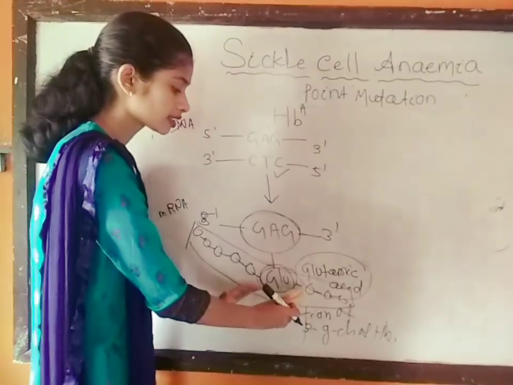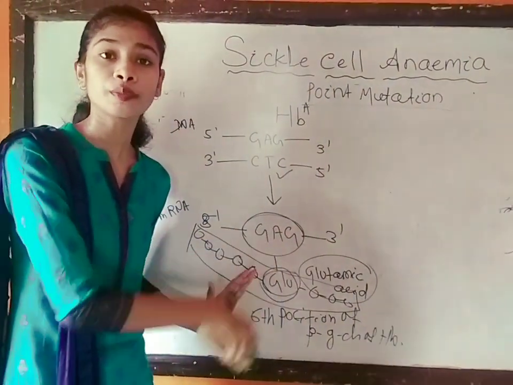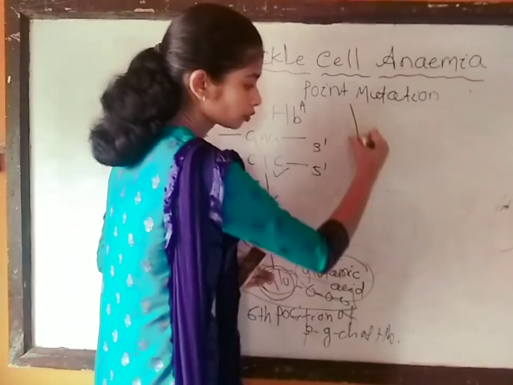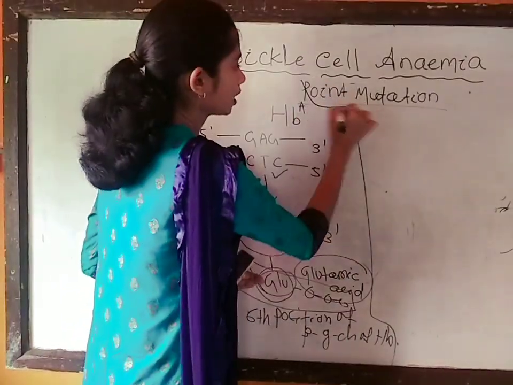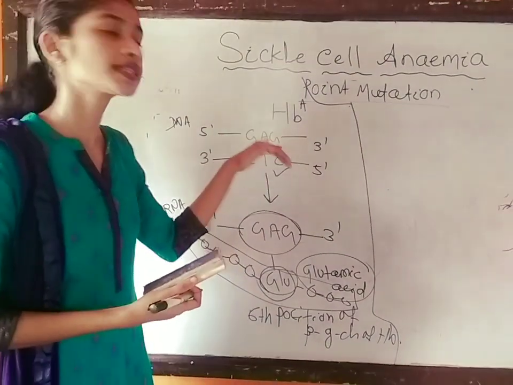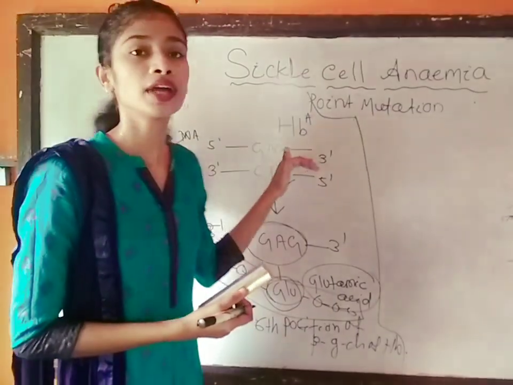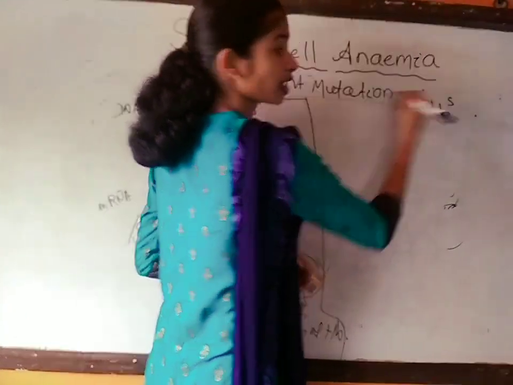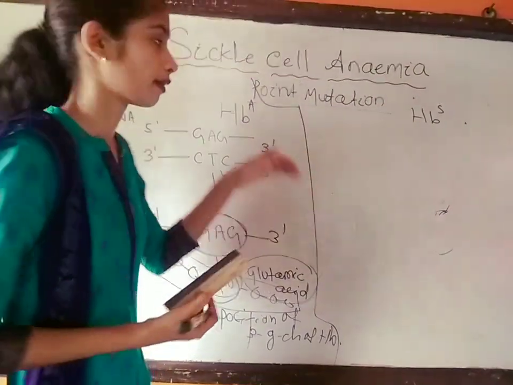Okay, glutamic acid is found in the 6th position of a normal beta globin chain. So it's a normal chain. If a point mutation occurs, we will get a recessive allele, HbS, sickle cell. What happens in sickle cell?